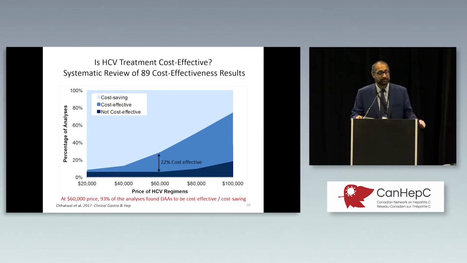And at that time, if we use $60,000 as our price for DAAs, which we now know is lower, 71% of studies showed it's cost saving, 22% said it's cost effective. But if we look at the prices close to $30,000, almost 90% of studies would conclude treatment is cost saving.